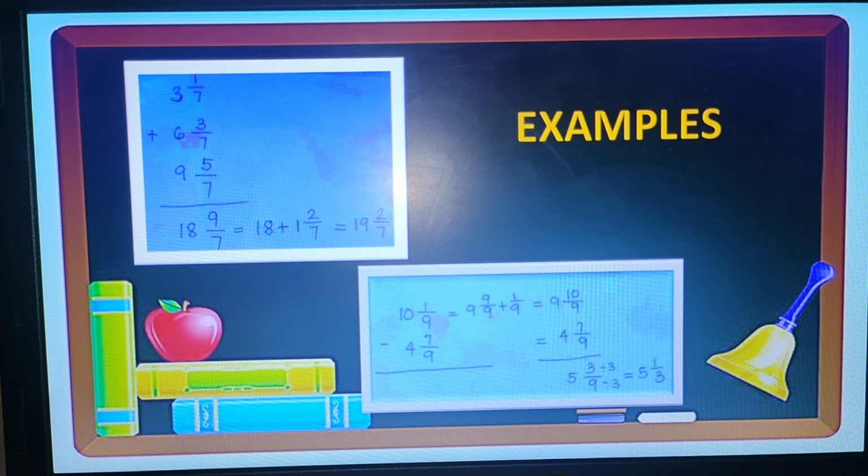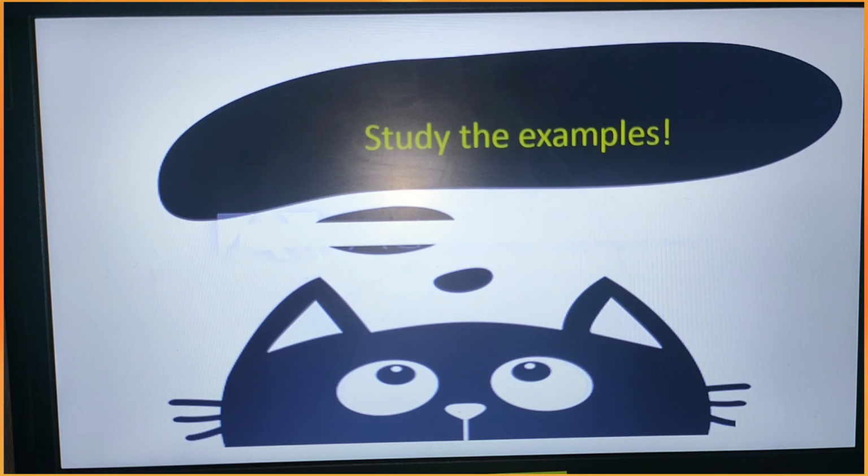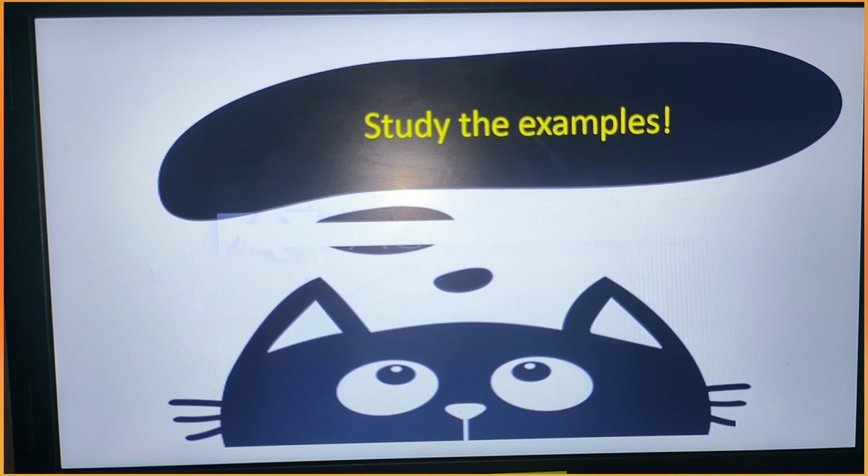3/9 is in higher term. So let's make it in lowest term. So the GCF is 3. So we have 3 divided by 3 equals 1, and 9 divided by 3 equals 3. So the final answer is 5 and 1/3. Study the examples again. Just watch this video as many times as you want.